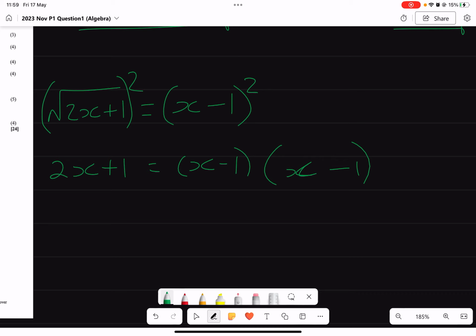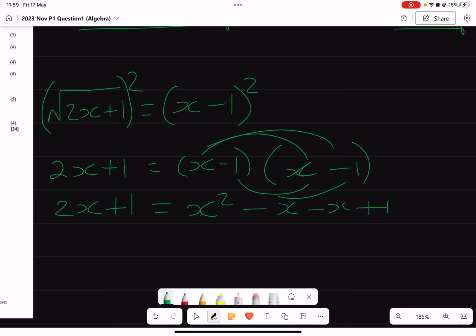We need to multiply here. So this side, let me just leave it like that for now. Here we're going to FOIL. So x times x gives us x squared. This we get minus x. And then we do the same here. We get minus x. We do the same there. We get plus 1, right?